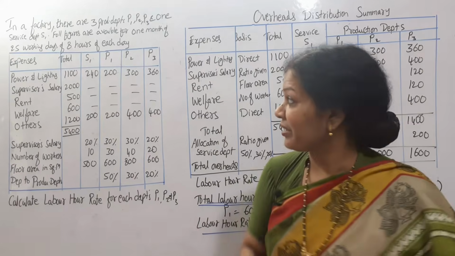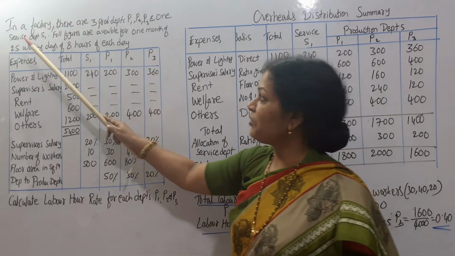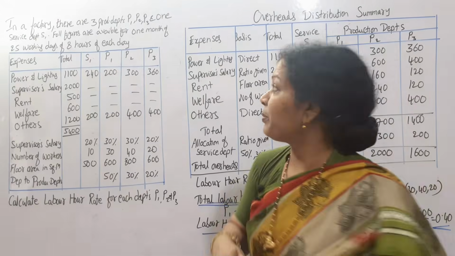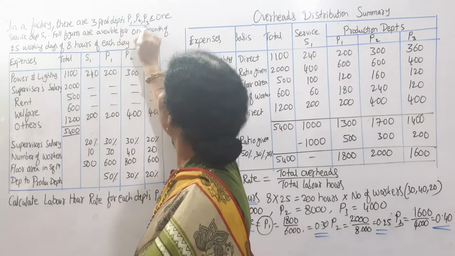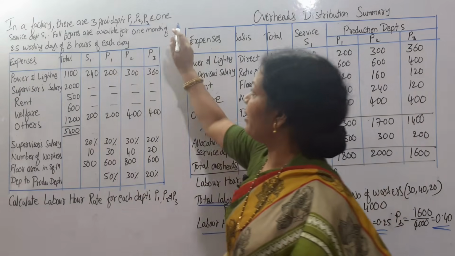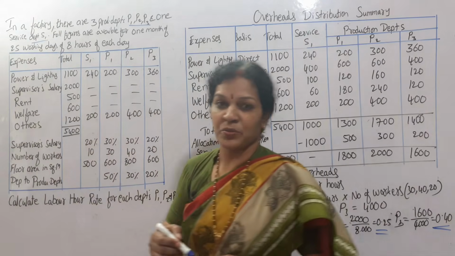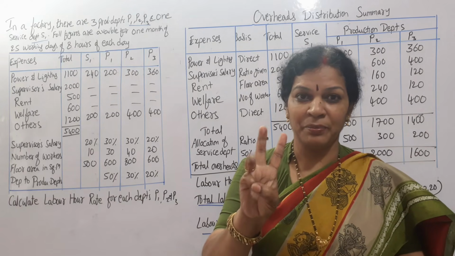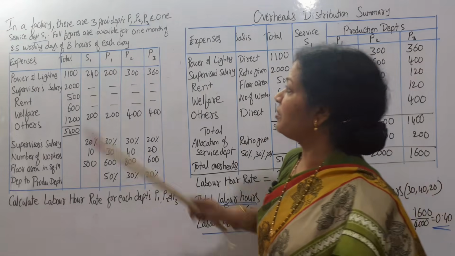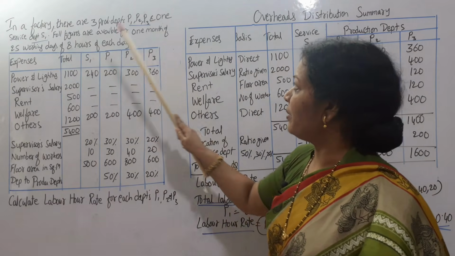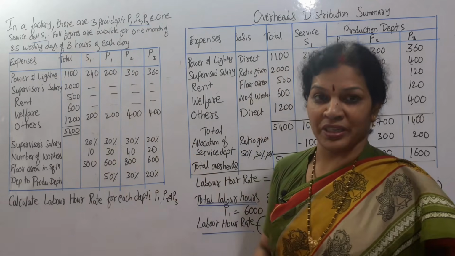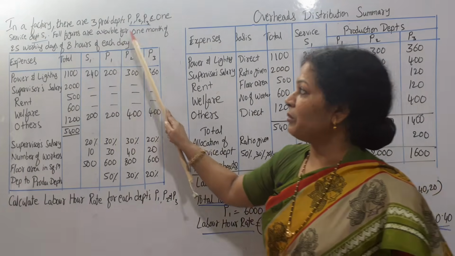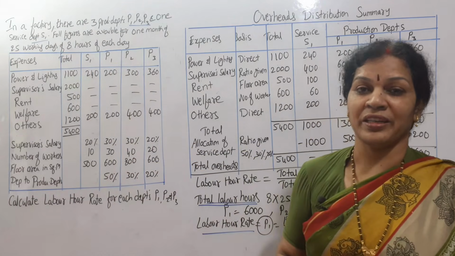Now the problem is given like this. In a factory there are three production departments, P1, P2, P3, and one service department, that is S1. Means total departments are 4. S1 is the service department, P1, P2, P3 production departments. The following figures are available for 1 month of 25 working days of 8 hours each day. Please remember this, it is going to be useful for us at the end of the calculation.